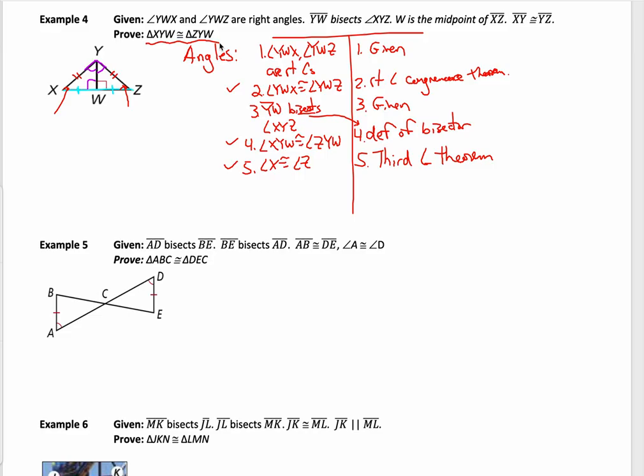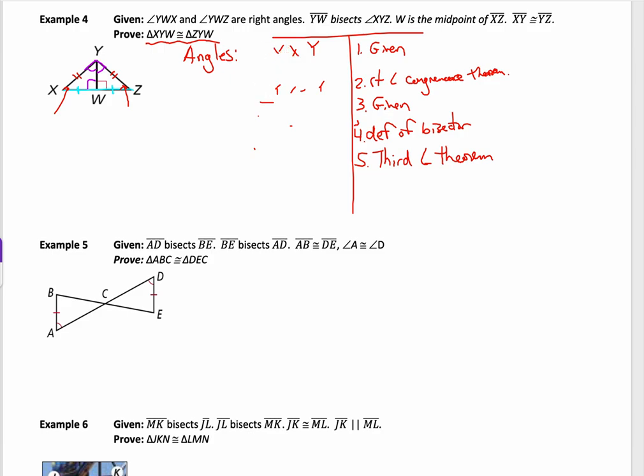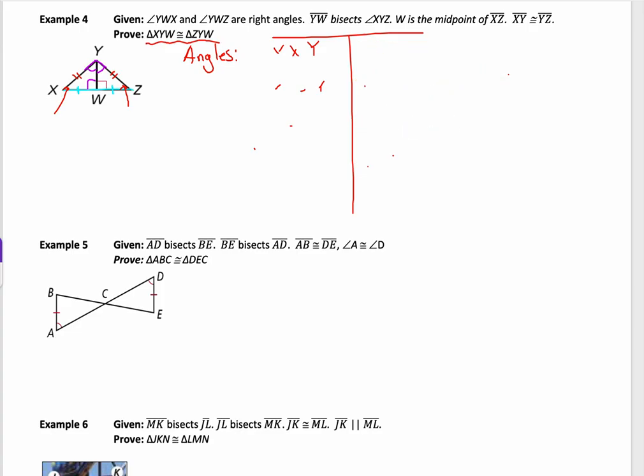So 3 sets of angles, okay, check. Now we need to do 3 sets of corresponding sides. So let me erase this. If you need to pause the video to copy that down, you can. Well, this is the worst erasing ever. Okay, so we're on step 6 now, and we're going to focus on the side lengths.